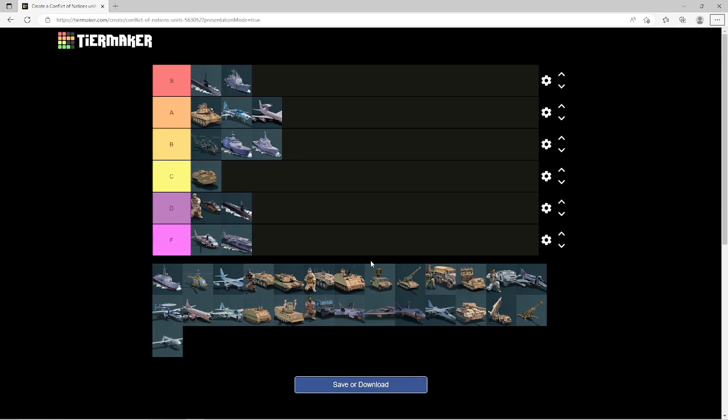Frigates are getting a decent range, they're having the same range upgrades as the destroyers, and really one of the good things they can also do is locate stealth.